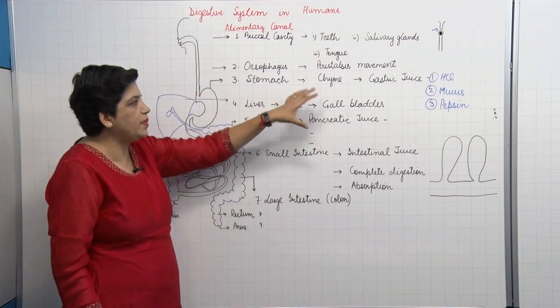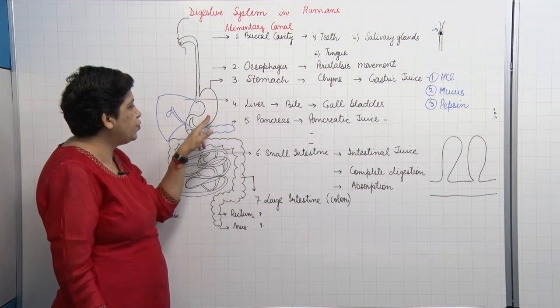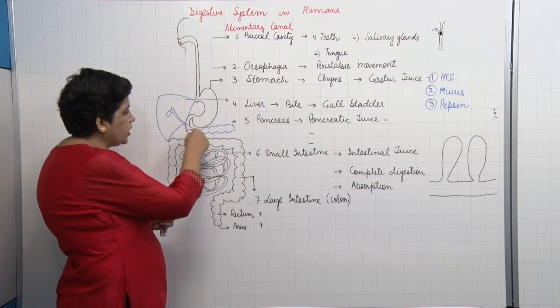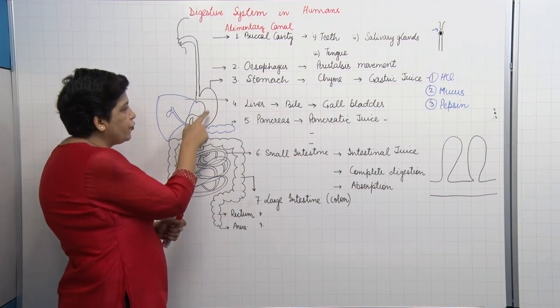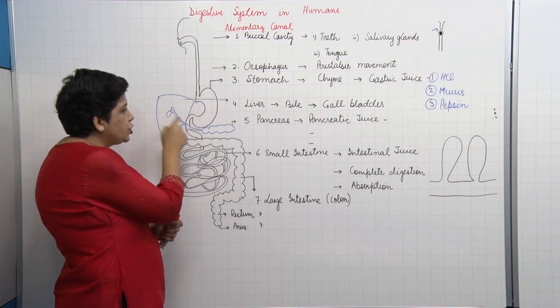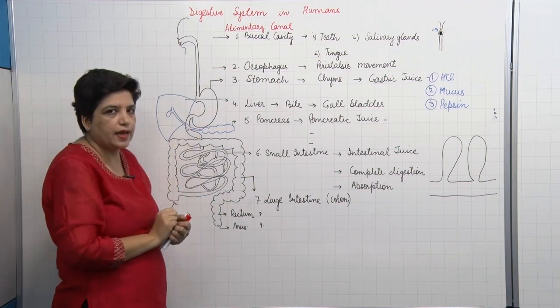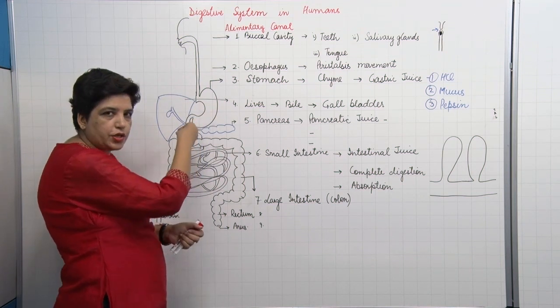Now once the chyme is made, the food is churned and mixed with gastric juices, the food enters into the small intestine. This part of small intestine is called duodenum. Now the entry of food from the stomach to the duodenum is controlled by a sphincter muscle present here. Now slowly the food is entering into the duodenum.